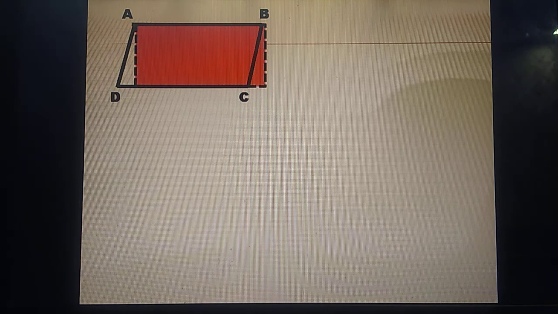Finally, we can see that there is a rectangle formed. Here, area of the parallelogram and area of the rectangle formed is equal. So, the length of the rectangle formed is equal to the base of the parallelogram and breadth of the rectangle is equal to the height of the parallelogram. So, we can calculate area of parallelogram as B into H. Here, B into H is a general formula for finding out the area of parallelogram.